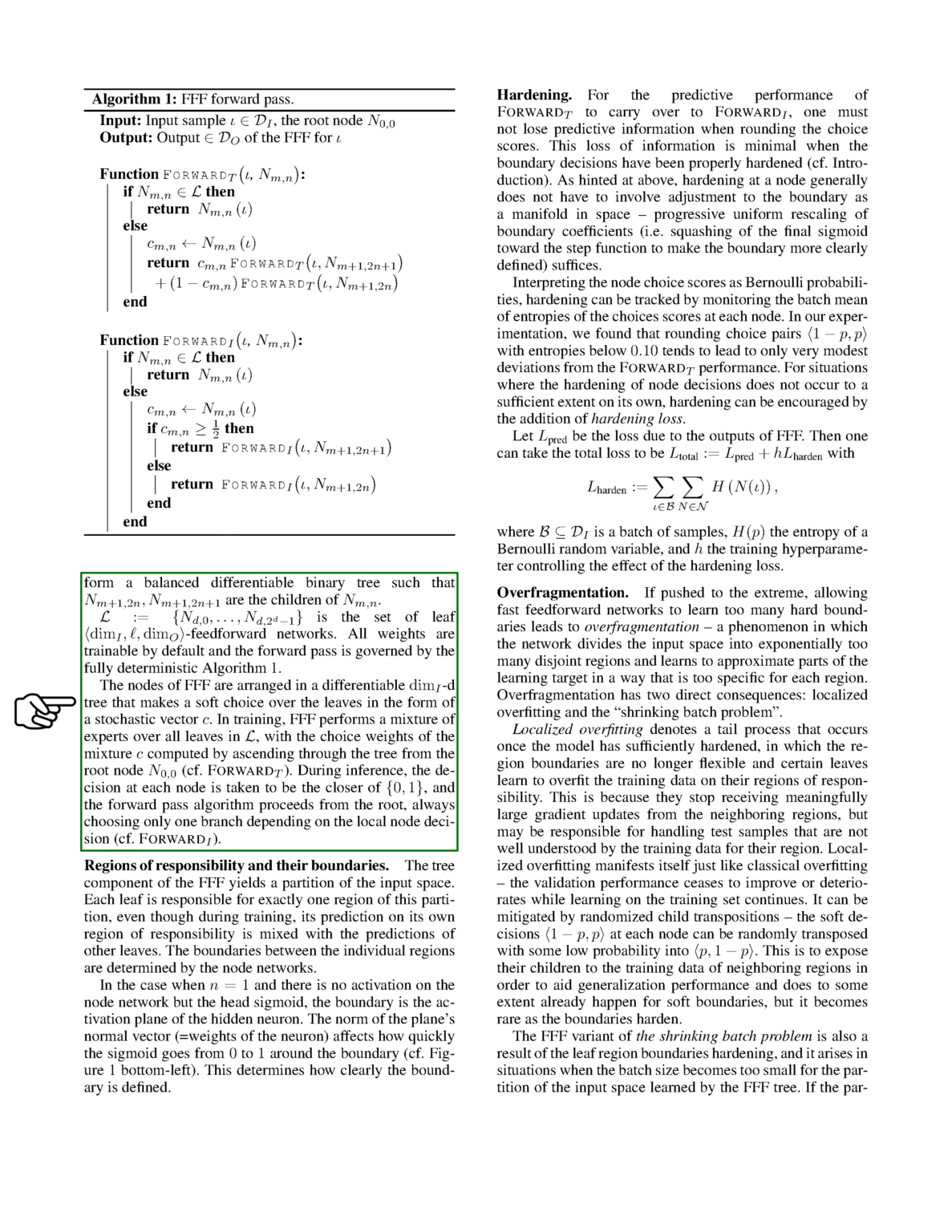The network operates using a deterministic algorithm. The nodes are arranged in a tree that makes a soft choice over the leaves in the form of a stochastic vector.